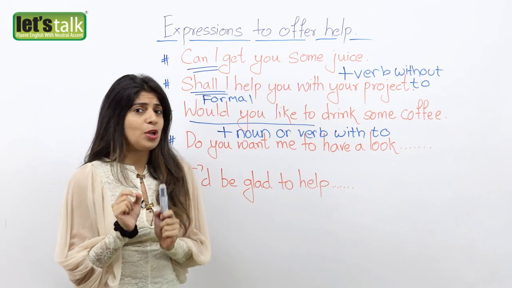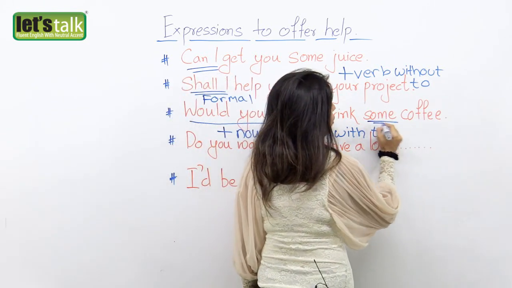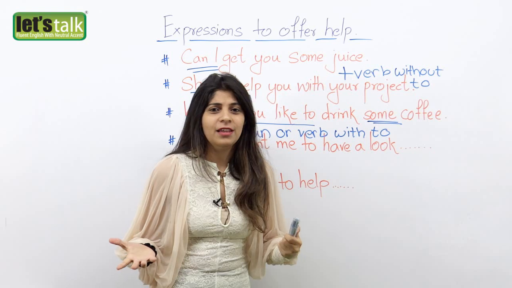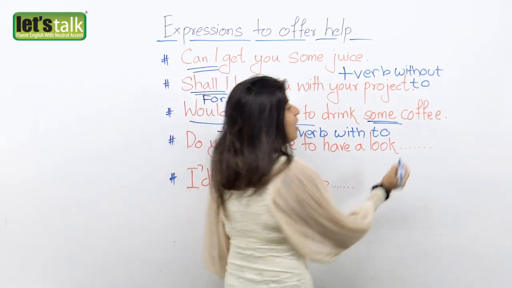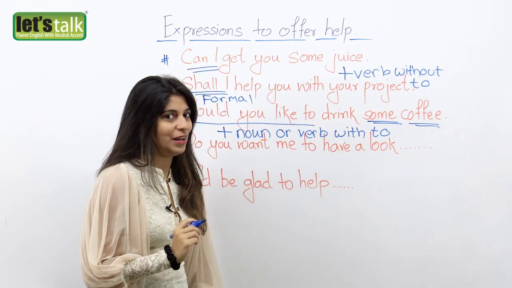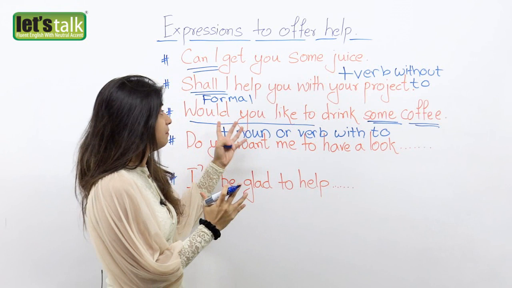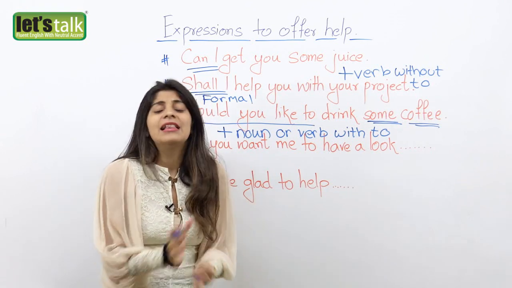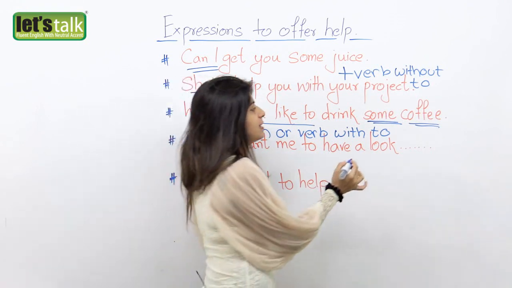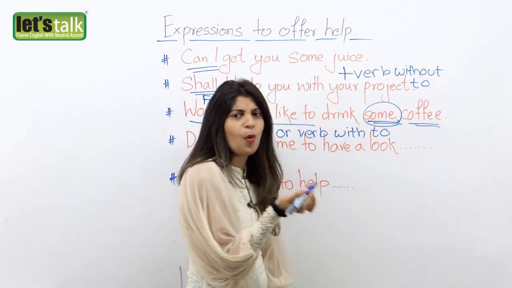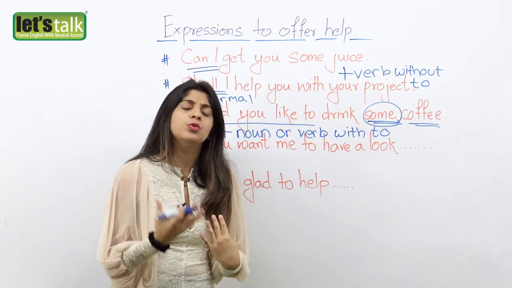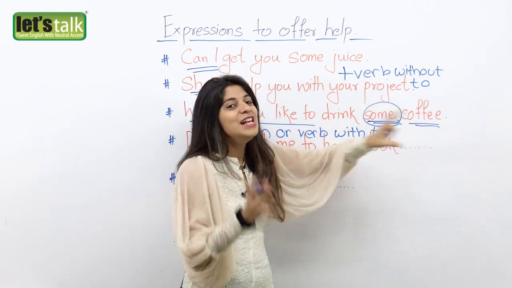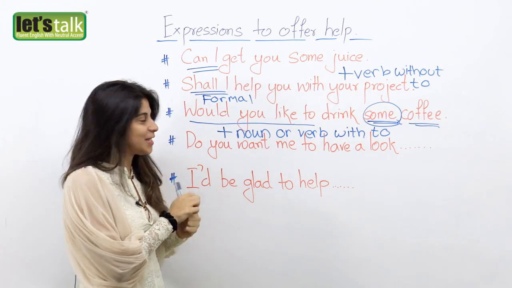Now another thing that I really want you to make a note of is the word some here. I have observed many people end up saying, would you like to drink a coffee? Well, that's incorrect because coffee is an uncountable noun and you cannot say, would you like to drink a coffee? People say, would you like to drink a tea? Would you like to drink a milk? That's absolutely incorrect. You would always use the word some or little. Would you like to drink a little coffee? Would you like to drink some coffee? The reason is that coffee is an uncountable noun. Okay, so please make a note of this and let's have a look at another expression here.